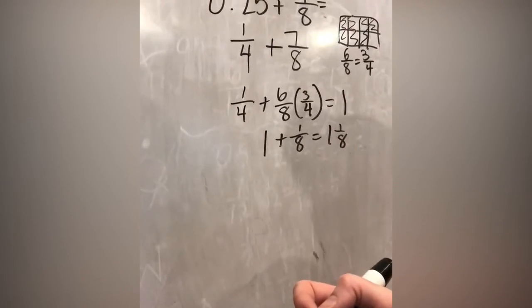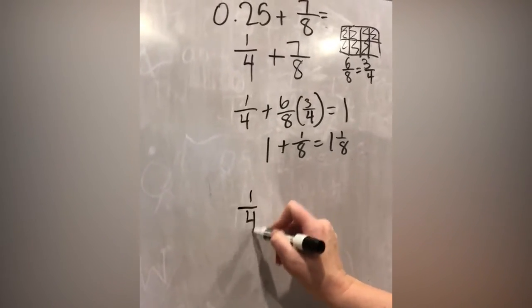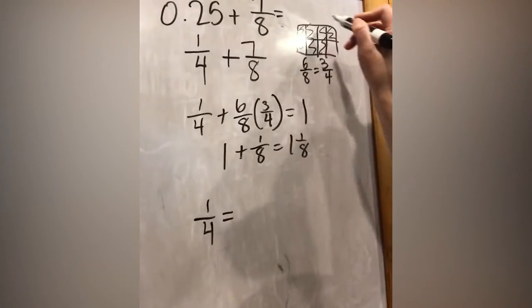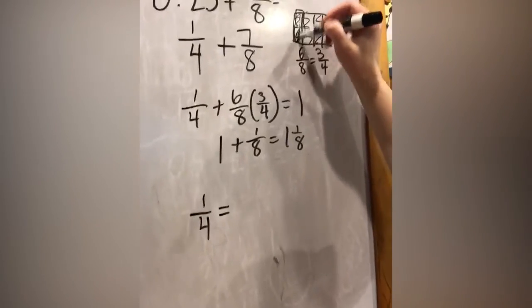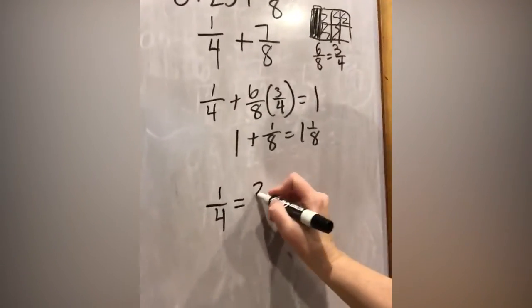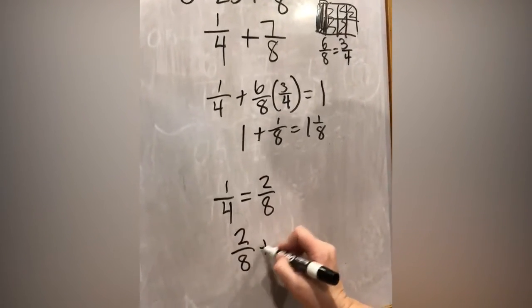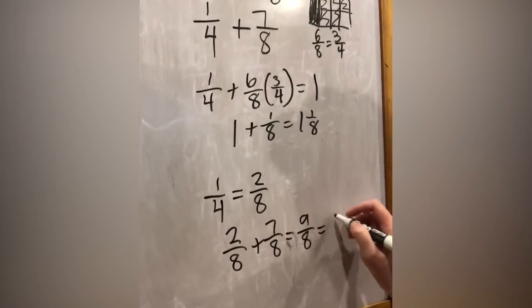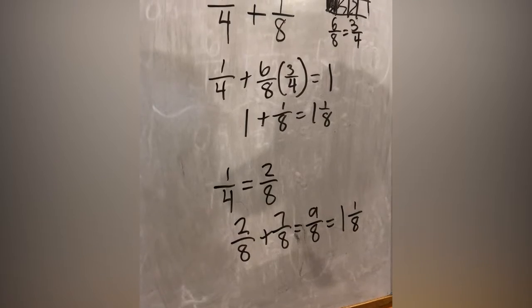Or if I wanted to try it differently, I could also remember that this is 1/4 and know that in terms of eighths, 1/4 is equivalent to 2/8. So now I'm adding 2/8 plus 7/8, which gives me 9/8, which then again can simplify to a mixed number of 1 1/8.